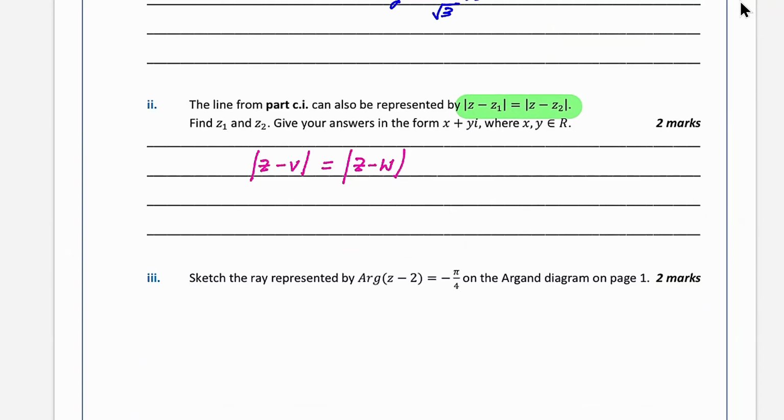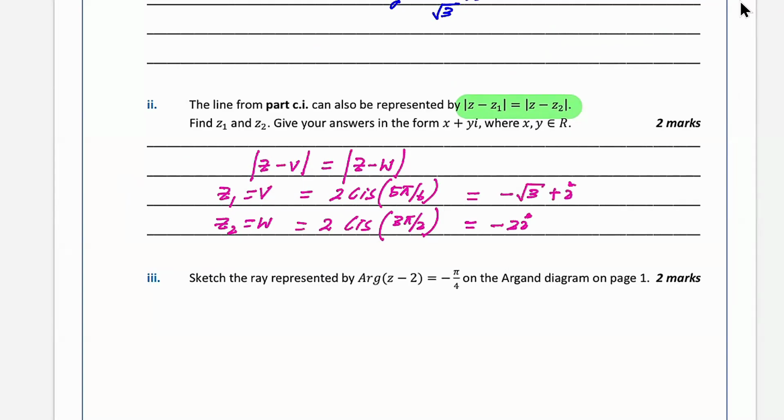So what is V and W? Z1 is equal to V now. Z2 is equal to W now. So this is going to be 2 cis pi divided by 6, right? So this is going to be 2 cis 3 pi divided by 2, isn't it? Yeah. So now this one is going to be minus 2i, isn't it? This is going to be minus square root 3 plus i. Make your brain work, guys, okay?